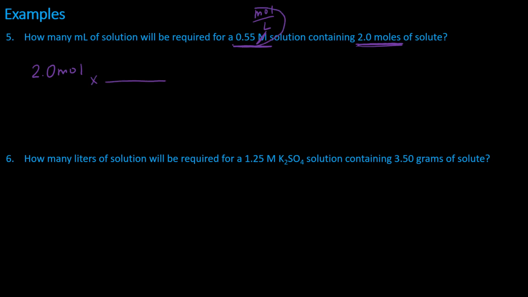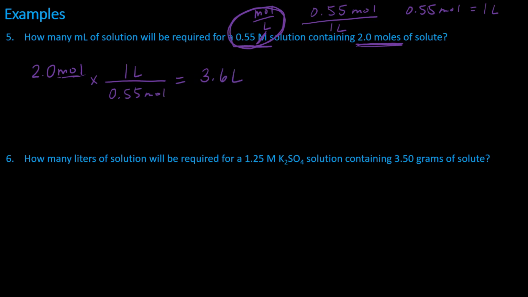And remember, this means that there's 0.55 moles in 1 liter. So 0.55 moles is equal to 1 liter of solution. So I'm going to have to put the 0.55 moles in the bottom so that I cancel out moles up here on the top, and that's for 1 liter of solution. So I'm going to take 2 and divide by 0.55, and I end up getting 3.6 liters. Now I want milliliters, so then I'll convert it to milliliters. 1 liter is 1,000 milliliters, and so that is going to be 3,600 milliliters.